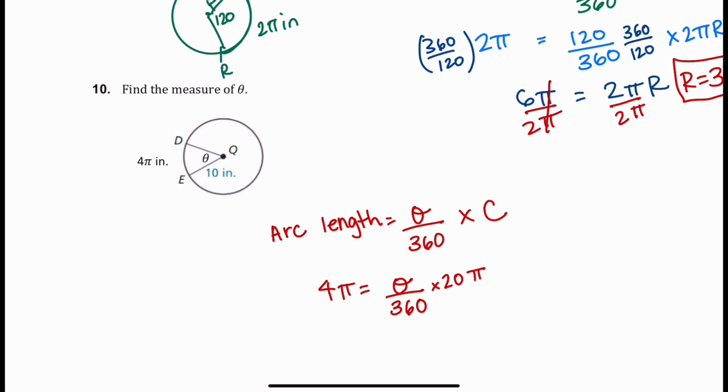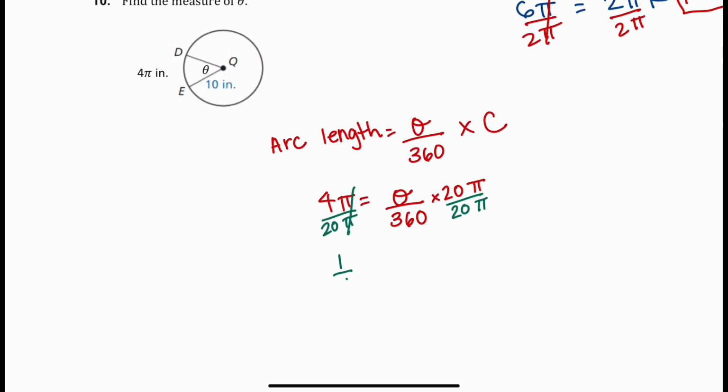Now I'm trying to get theta all alone. So let's go ahead and divide both sides by 20 pi. The pi's cancel. 4 over 20 is 1/5. I could do this a few ways. I'm just going to multiply. I want to get theta alone. It's being divided by 360. I'm going to multiply both sides by 360. And 360 divided by 5 is 72 for theta. So theta would be 72 degrees.